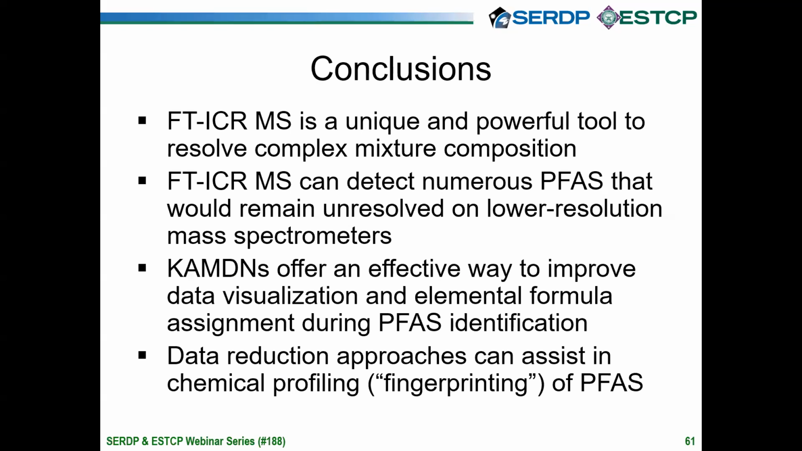So FT-ICRMS, as I showed, can detect PFAS that may remain unresolved on other mass spectrometers. And then with these Kendrick analogous mass difference networks, we have ways now where we can identify or assign molecular formulas, elemental formulas to our analytes relatively quickly. And then finally, we can use data reduction approaches, certainly more than I showed here as examples, to do a chemical profiling of our samples, basically a fingerprinting, and use this for source allocation or plume dating or whatever the purpose may be.